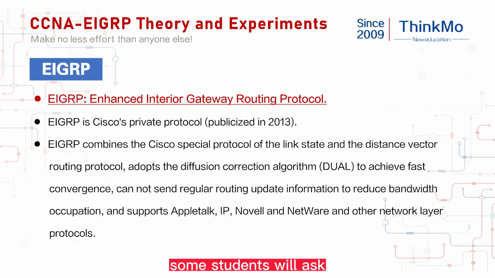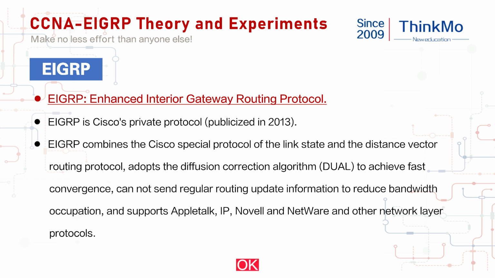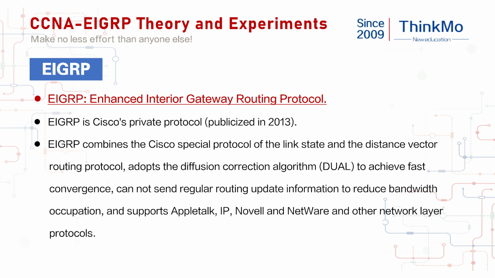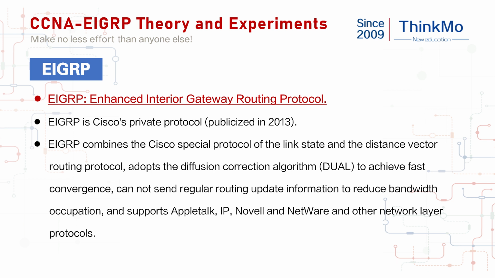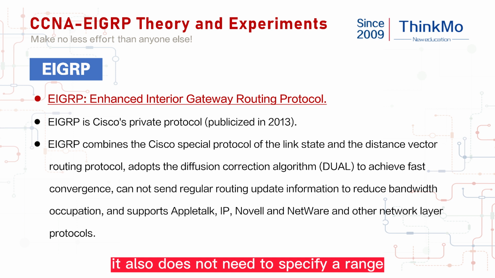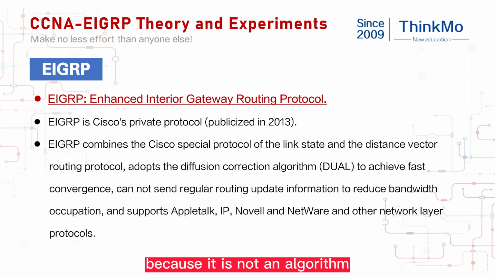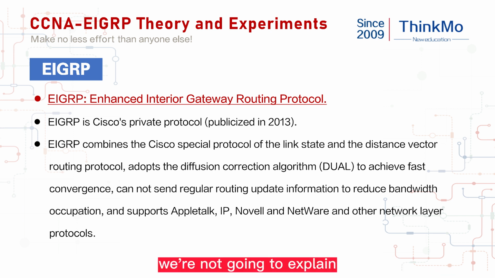Some students will ask, can static routing be considered an IGP protocol? For static routing, it cannot be considered a protocol. A static route is just a single static route, because it has no algorithm. It also does not need to specify a range. Static routing can also be used on the public network. Because it is not an algorithm, it does not belong to the IGP or the EGP protocols. Let's explain IP. The others are not commonly used now, so we're not going to explain them.